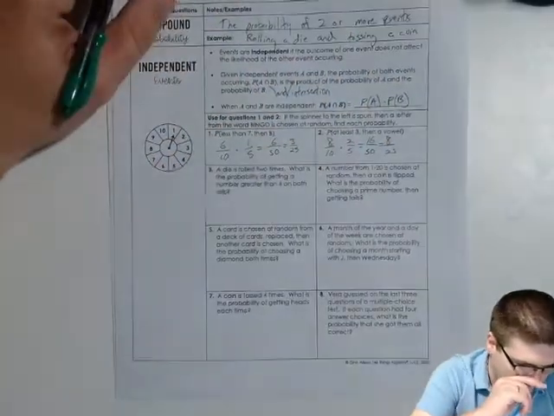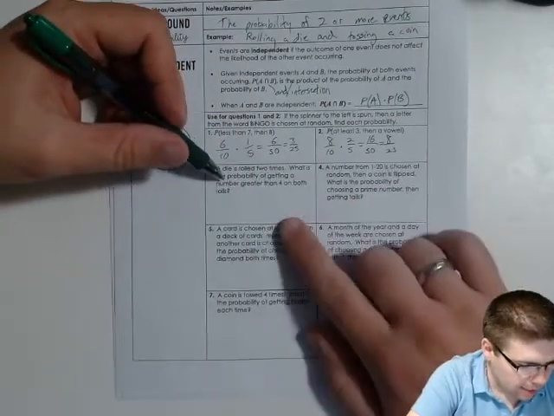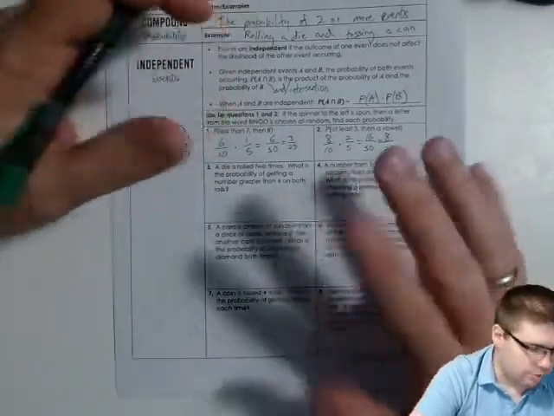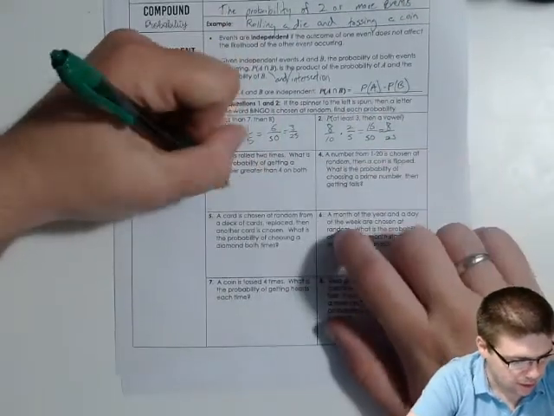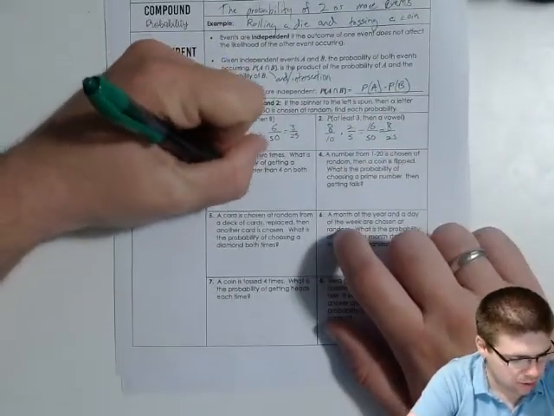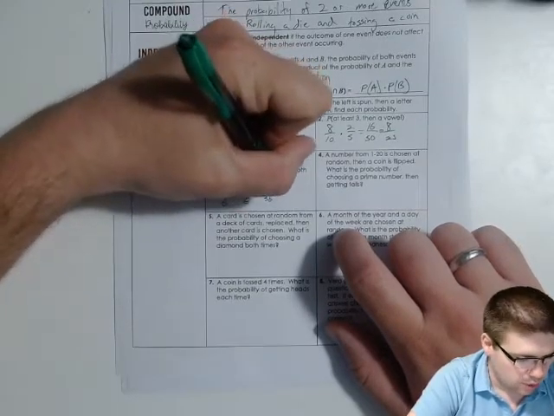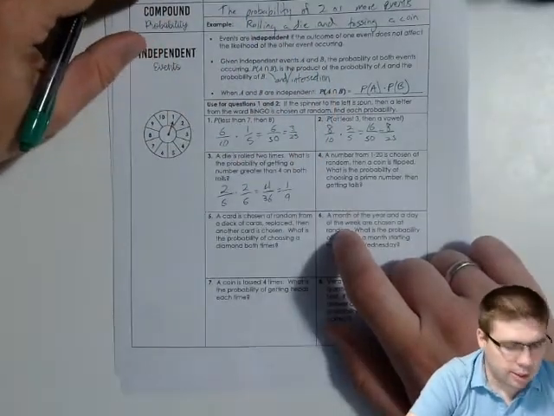A die is rolled 2 times. What is the probability of getting a number that is greater than 4 on both rolls? We're assuming a 6-sided die, so a number greater than 4 would be 5 and 6. That's 2 out of 6 times 2 out of 6, which is 4 out of 36, which we can divide both by 4, and we get 1/9 for our probability.